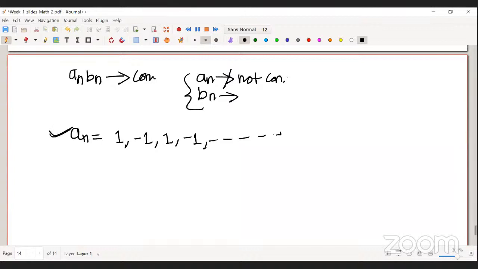Now you take bn. The first term is -1, the second term is 1, the third term is -1, the fourth term is 1. What is the limit of this sequence? No limit. So both an and bn don't converge, right?